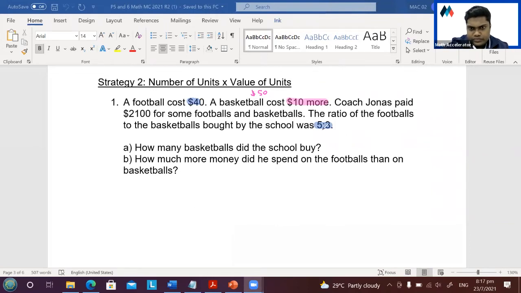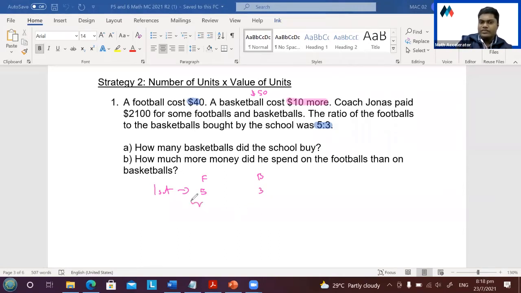Yep, perfect. So the minimum number for football will be 5, and for basketball it will be 3. So total 8 of this, right? Okay. So this is the number of items. Now let's talk about the value.